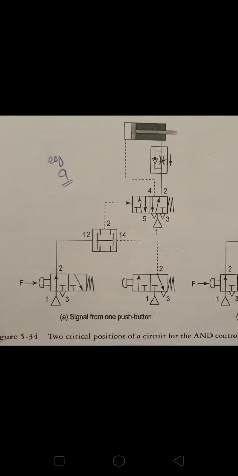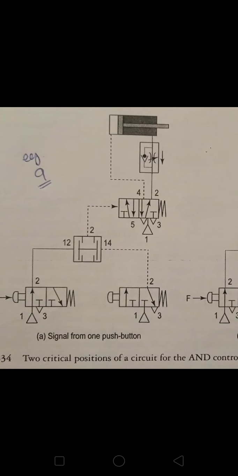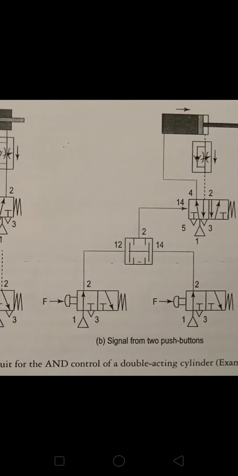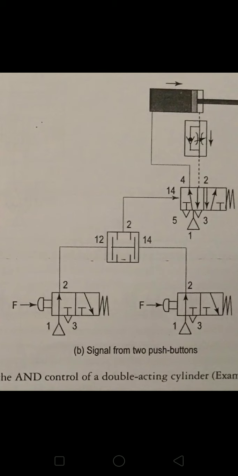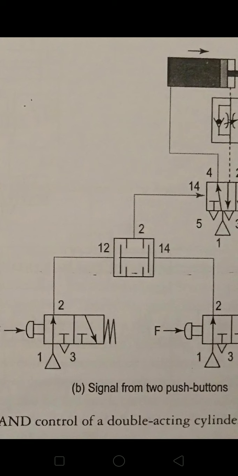So here the circuit goes like this. This is a single signal from one push button, and here is the signal from two push buttons, right? That you should understand. So when you apply both push buttons, for two different 3/2 DC valves, the circuit goes like this. 1 is connected to 2 for the left valve, and for the right valve 1 is connected to 2, and they are giving the signal to 12 and 14.